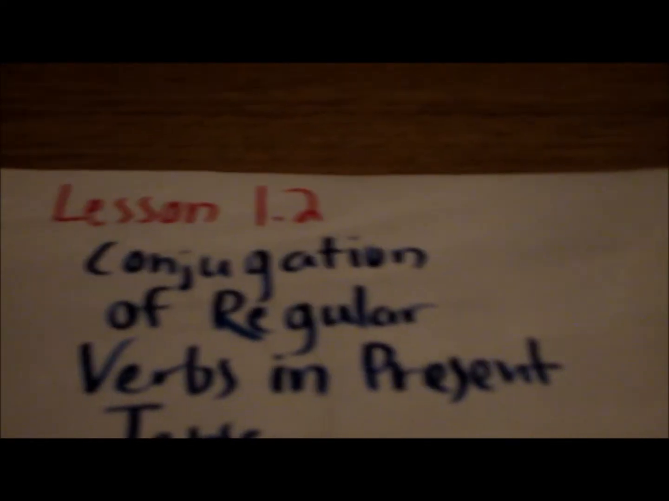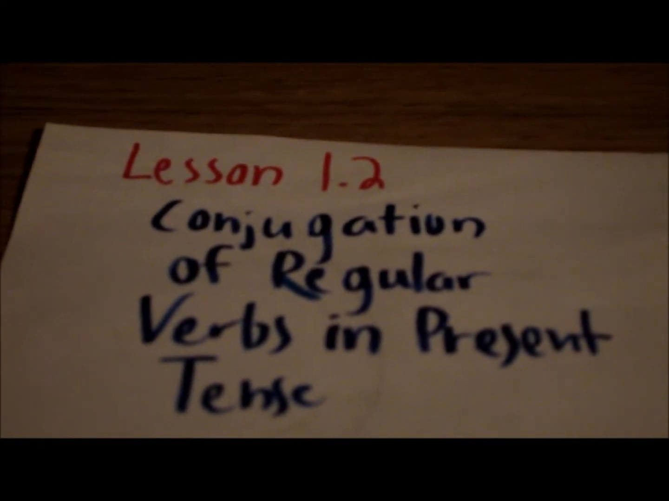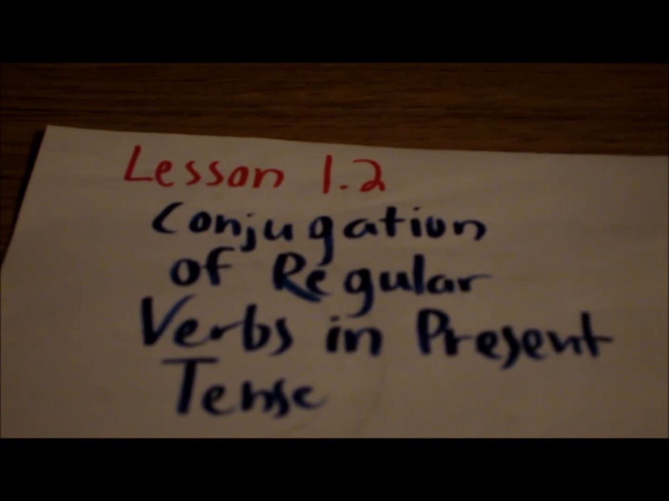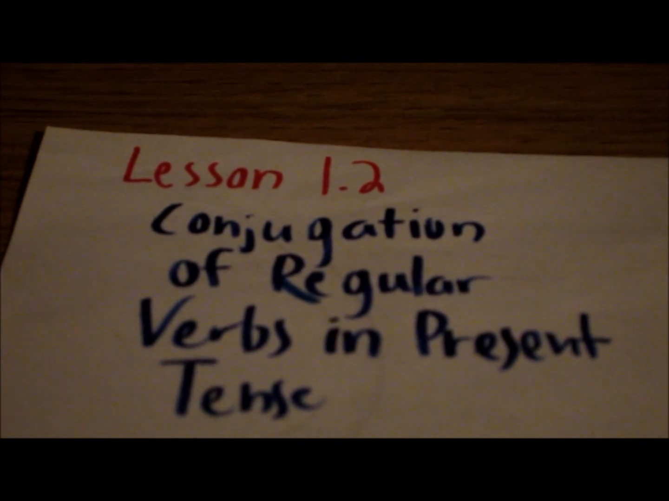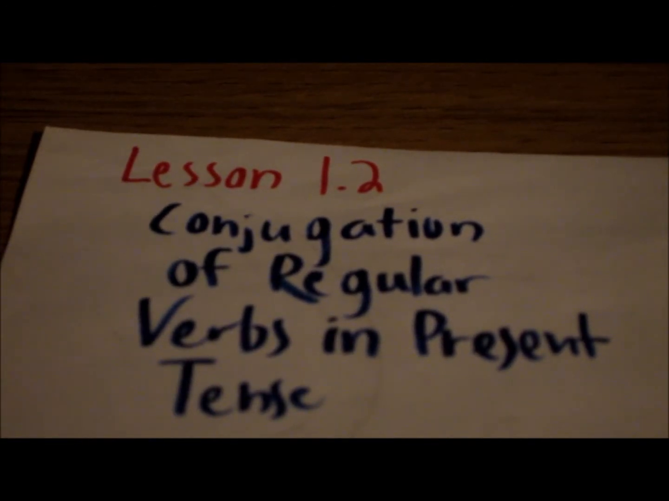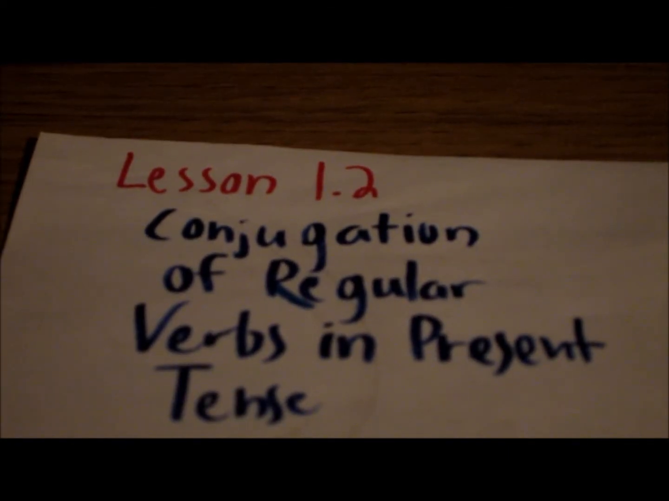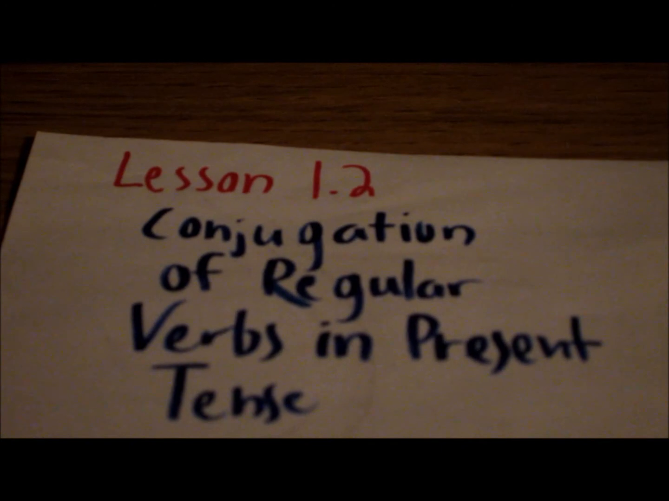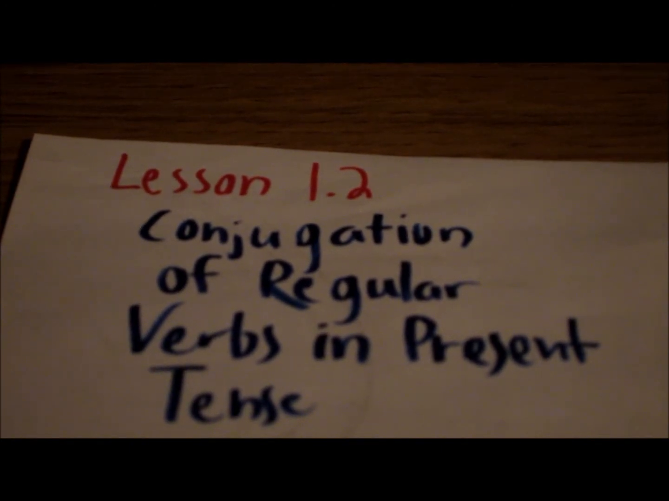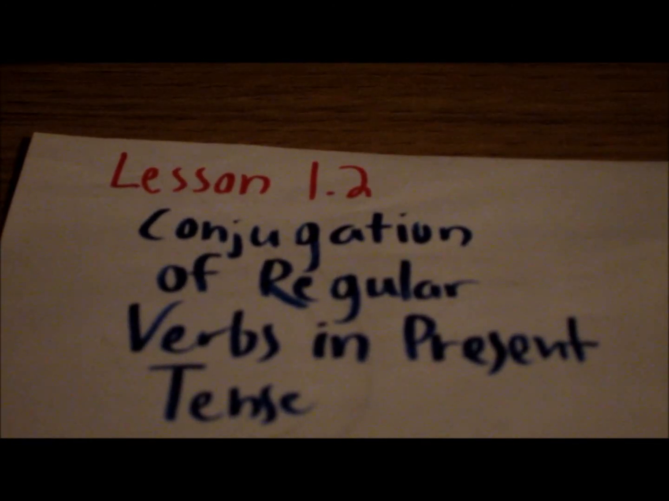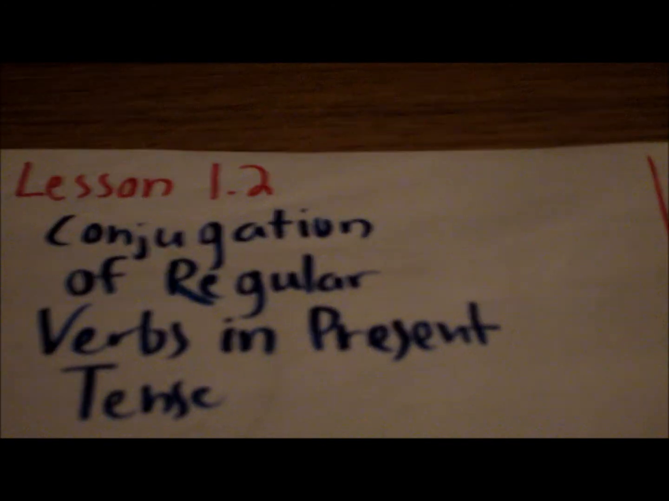Hi guys, today's lesson is about conjugation of regular verbs in the present tense. So last lesson we talked a little bit about what conjugation is, which is adding a performer and a sense of time to a verb. We also talked about personal pronouns, which are kind of the performer. So let's get started.